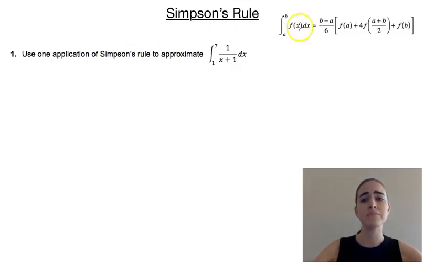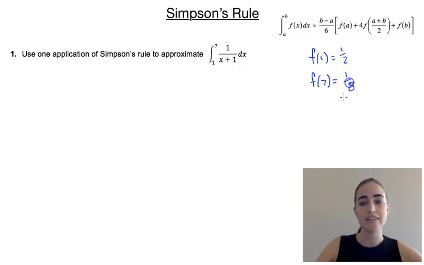So before we start plugging everything in here, let's figure out what our function values are. Our function at a is our lower bound, so we want the function at 1. We'd substitute 1 into here, so we'd have 1 over 1 plus 1, which would give us a half. Then we also want our function value at our upper bound, so the function value at 7, which will give us 1 over 7 plus 1, so 1 over 8.